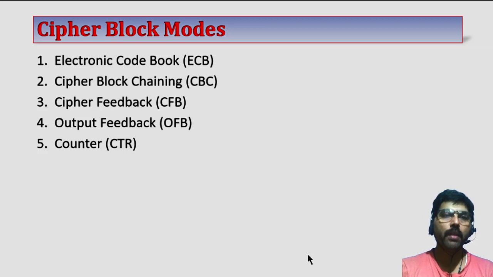Some of the cipher block modes are electronic code book, cipher block chaining, cipher feedback, output feedback, and counter. We will learn these concepts in detail one by one.